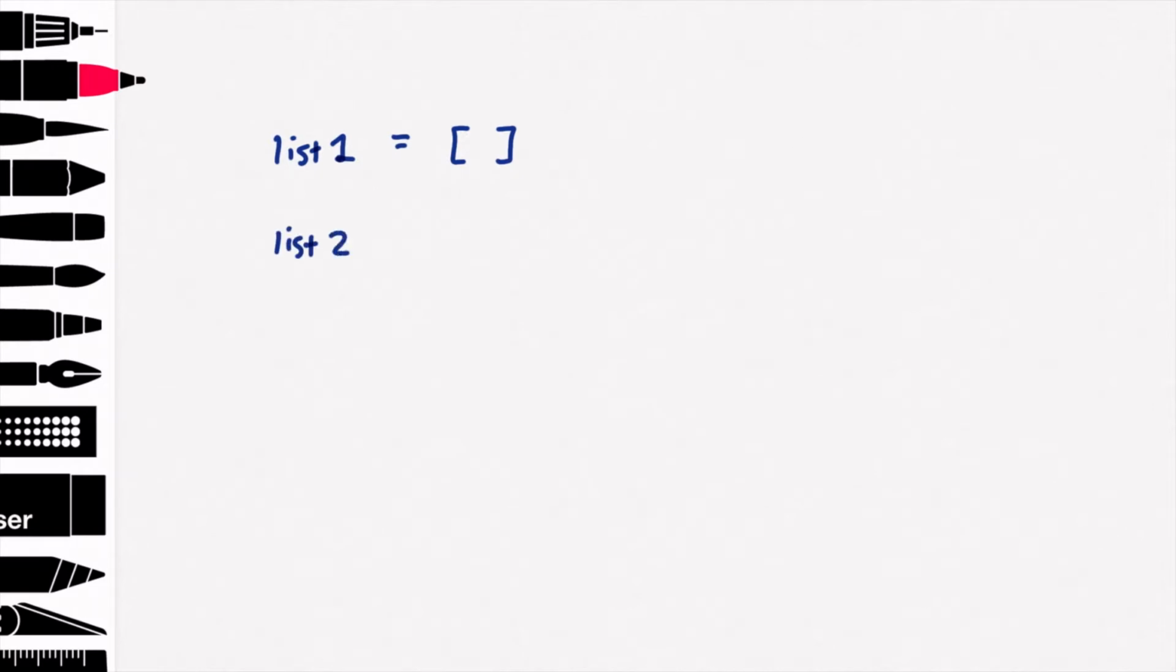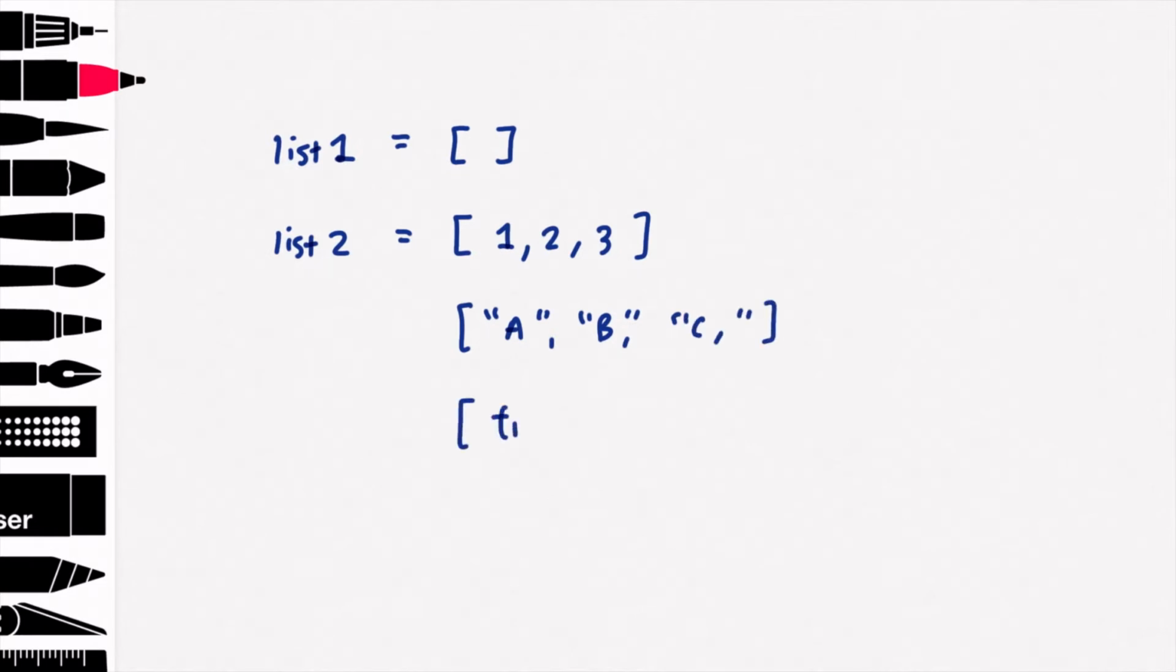Alternately, you can do list2 equals bracket, and you can put things like integers inside of it. You can also put things like strings inside of it. You can even put booleans, so true, false, like we have done before.